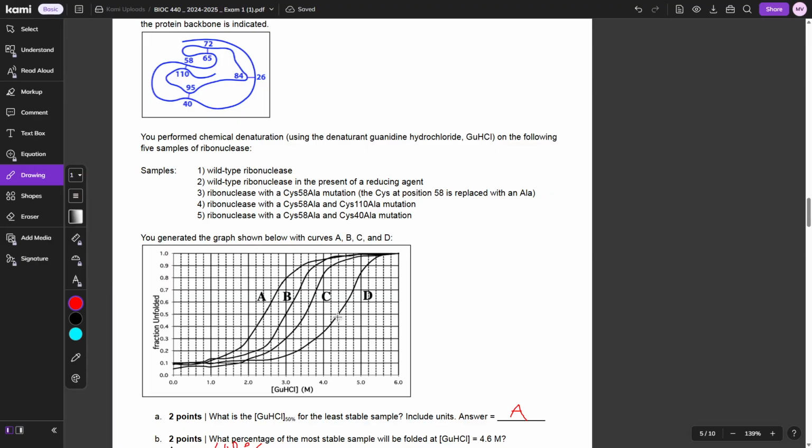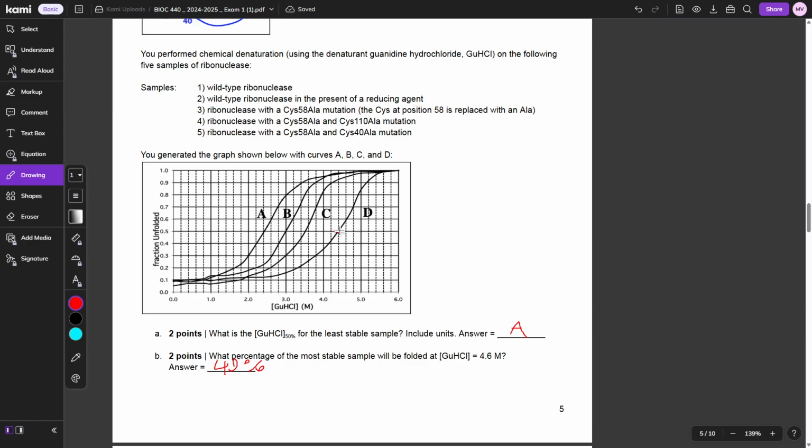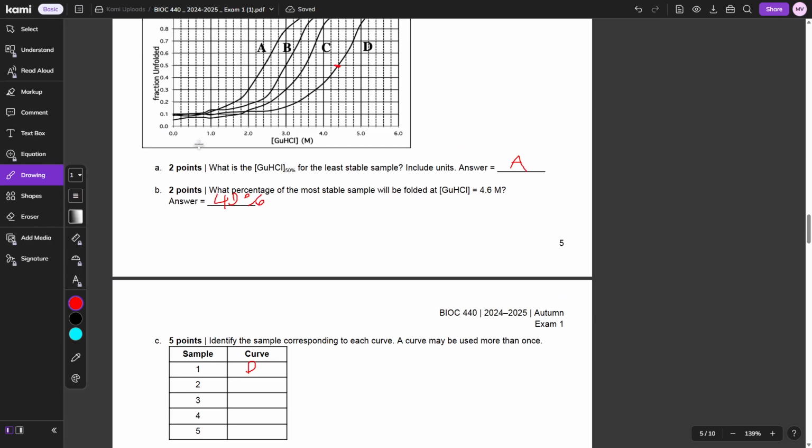The KD 50 for the GuHCl 50, right? For D is super high, right? It's the highest of all of them, which means that it takes a lot of stuff to actually unfold the thing. And that makes sense because all of our disulfide bonds are actually intact, right? So that makes sense.